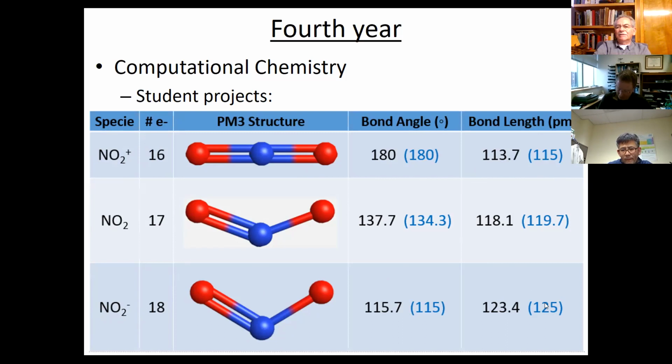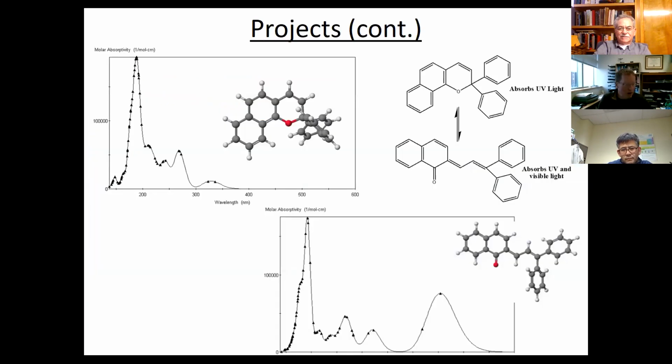Another example of a project, a student was looking at the molecules used in plastic lenses, photochromic lenses that darken when you go outside, and the UV light affects a rearrangement. So they see here that the molecular structure affects the electronic structure, and while one molecule does not absorb in the visible region, the other one certainly does. So they can learn what's going on in these photochromic lenses.